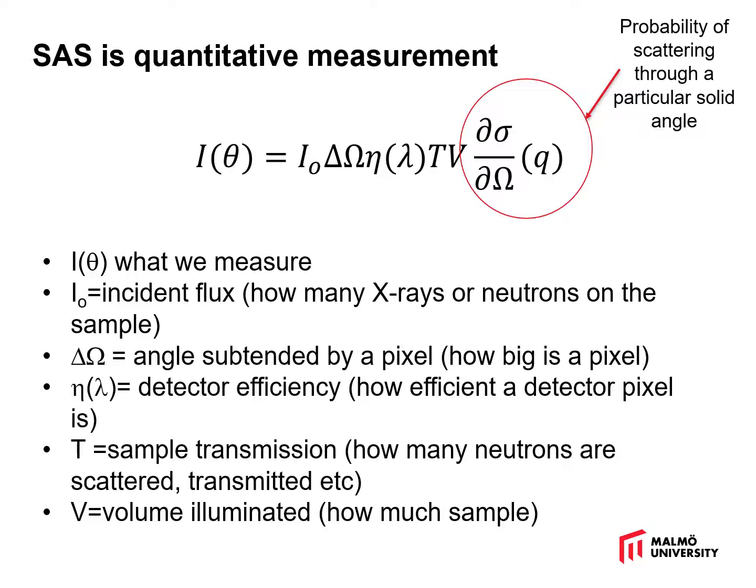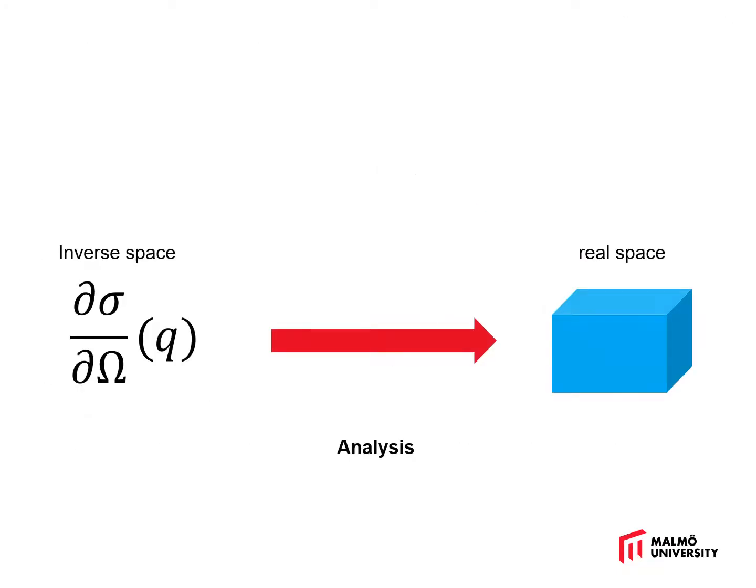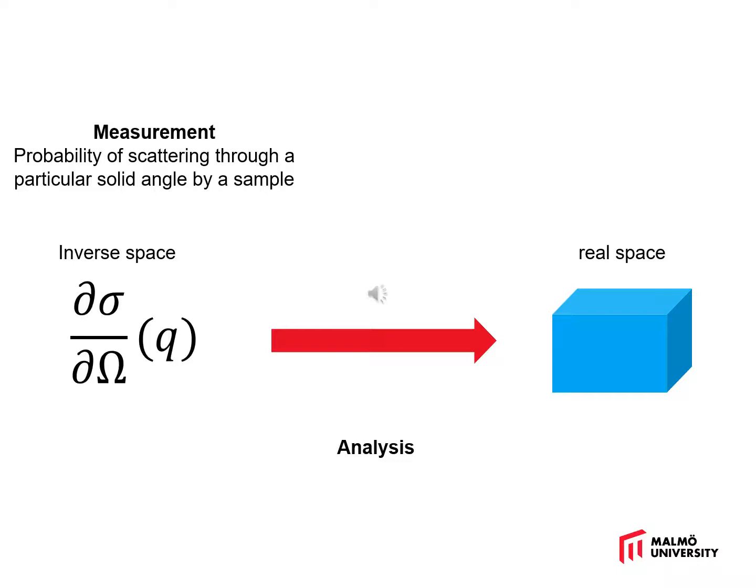So what you're hoping for at the end of the day, or at the end of the data reduction, is the probability of scattering through a particular solid angle for a particular sample. And that's the reduced data, which is the measurement, which we convert via the analysis into real space information, objects that we recognize.